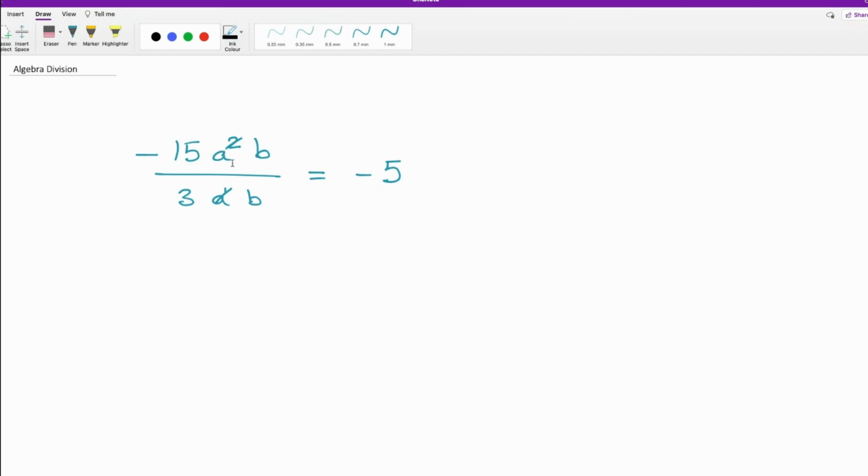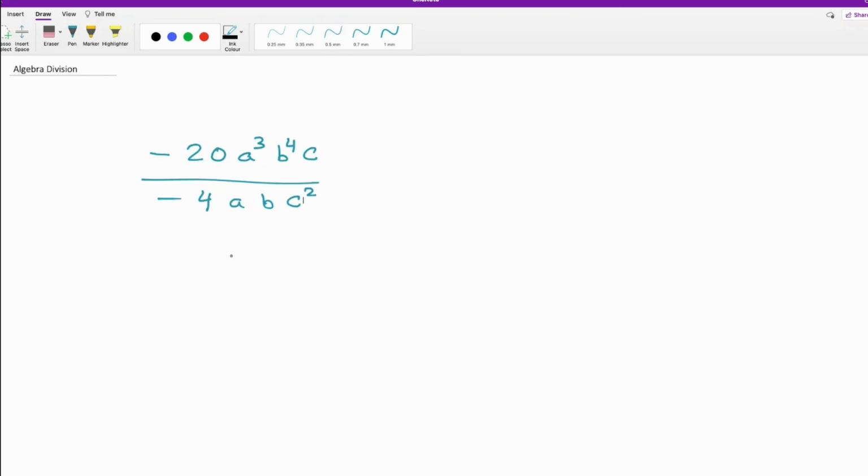Now looking at the b's, we've got b over b. Now, because they both have the same power, b divided by b is just going to equal 1, and that means they both cancel out. So what we get left in the end is a to the power of 1 in our pronumerals, or just a.